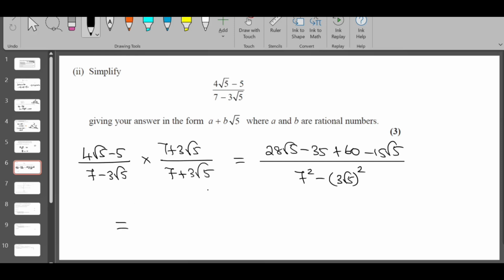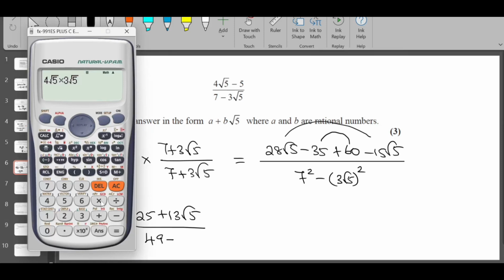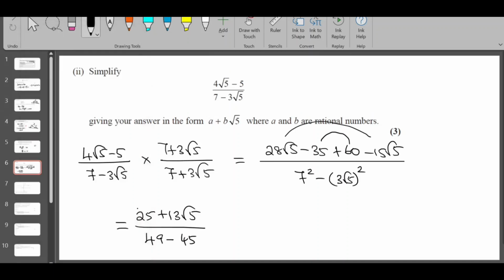Now simplify the like terms. 28 minus 15 is 13 root 5. 60 minus 35 is 25. So 25 plus 13 root 5, divided by 7 squared is 49, minus 3 root 5 times 3 root 5 is 45, which is 4 at the denominator. So write the answer in this format: 25 over 4 plus 13 over 4 root 5. That's a 3 mark question.